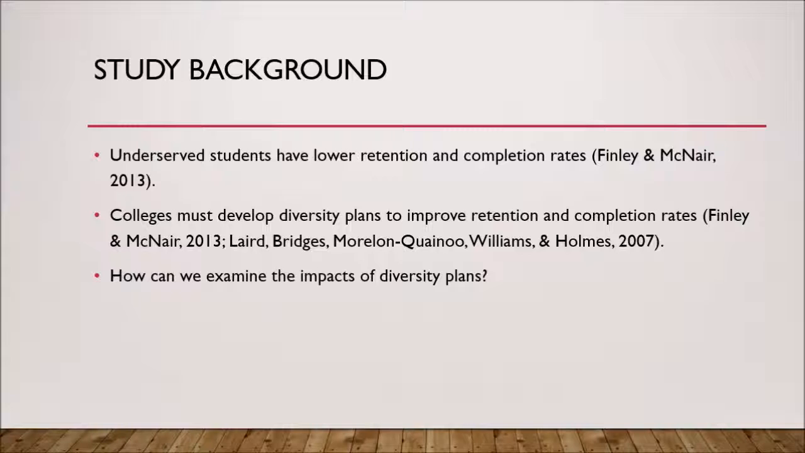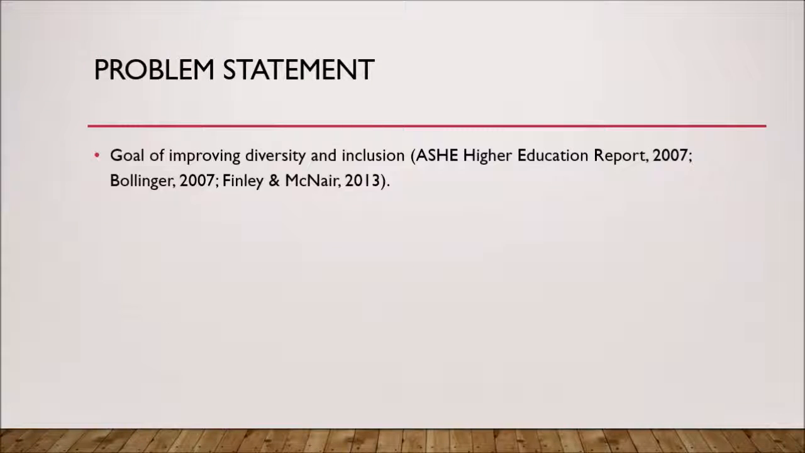How can we examine the impacts of these diversity plans? Are these plans working? Are they reducing feelings of marginality for these students? A small liberal arts college in Florida has set up a diversity and inclusion plan. We want to find a way to measure if the plan is improving outcomes and actually reducing marginality, as we hope it will. So our goal, of course, is improving diversity and inclusion at this institution.